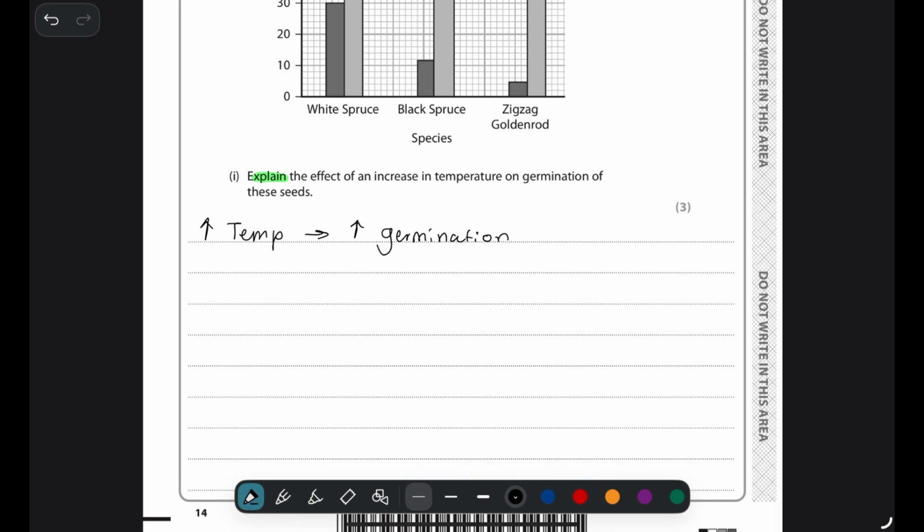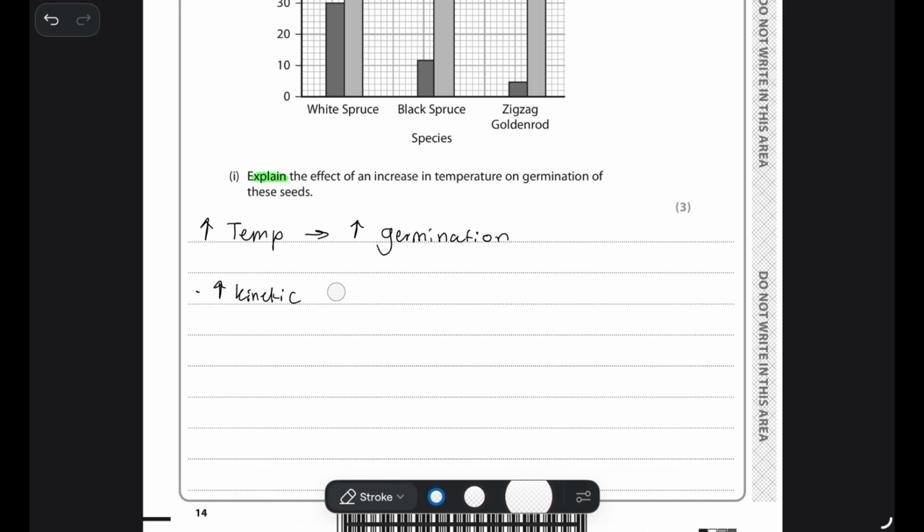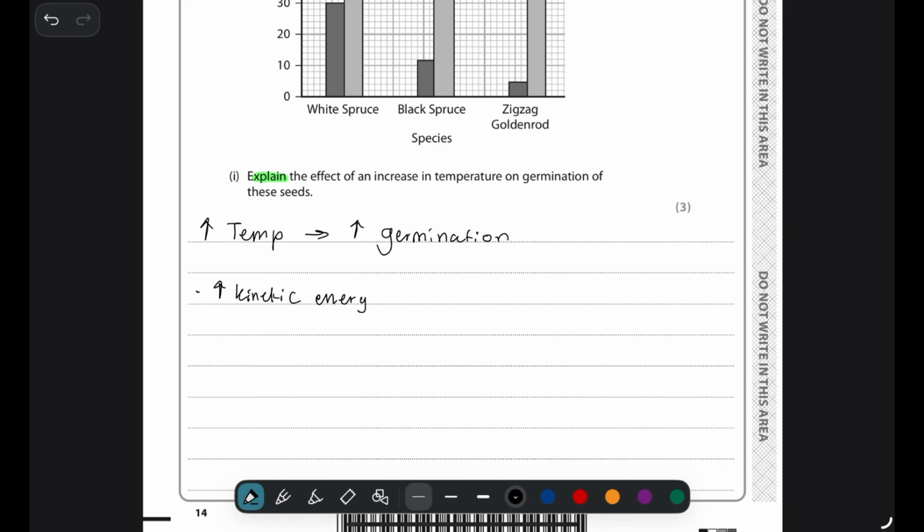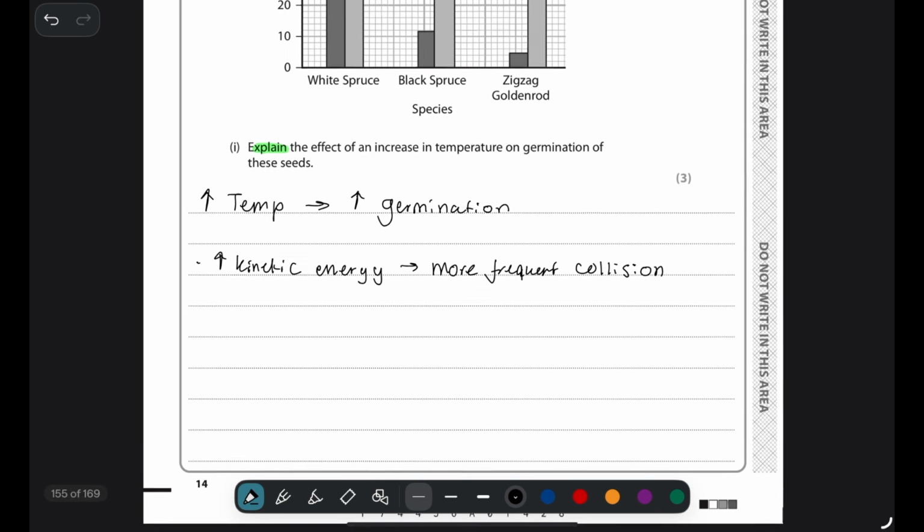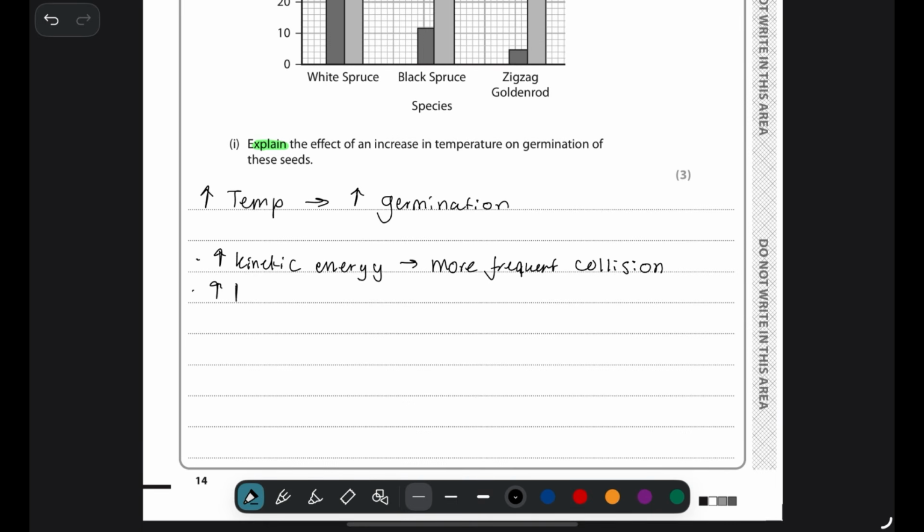So we've said that straight off the bat. Now, why? If you increase temperature, again, we're thinking back to enzymes. This is something that you would have been doing throughout your course. If you do chemistry, you'll do it as well. So there's increased kinetic energy, so not enzymes, energy, which causes more frequent collisions. If we have that, then that means that we're forming more enzyme substrate complexes. So increased enzyme substrate complexes, which means that you're going to increase the breakdown of starch.